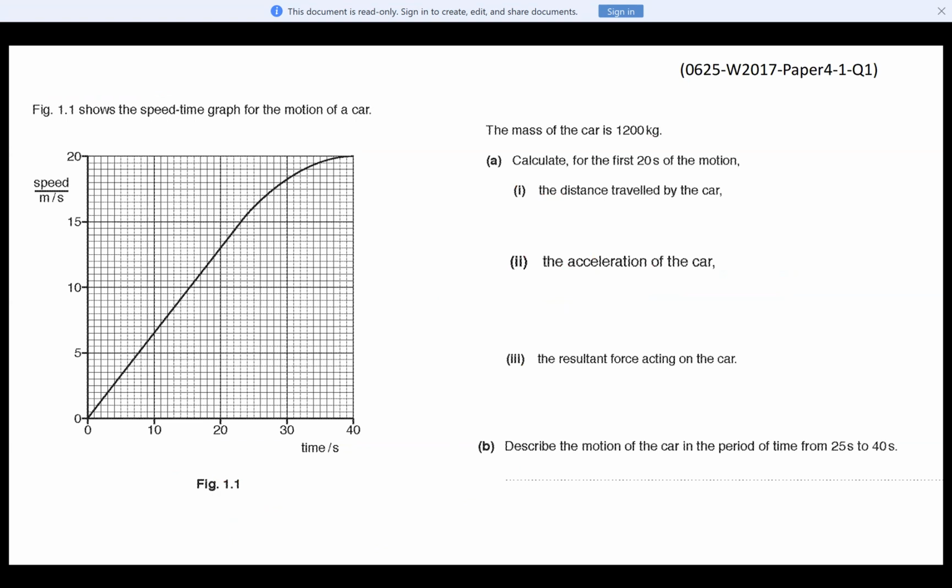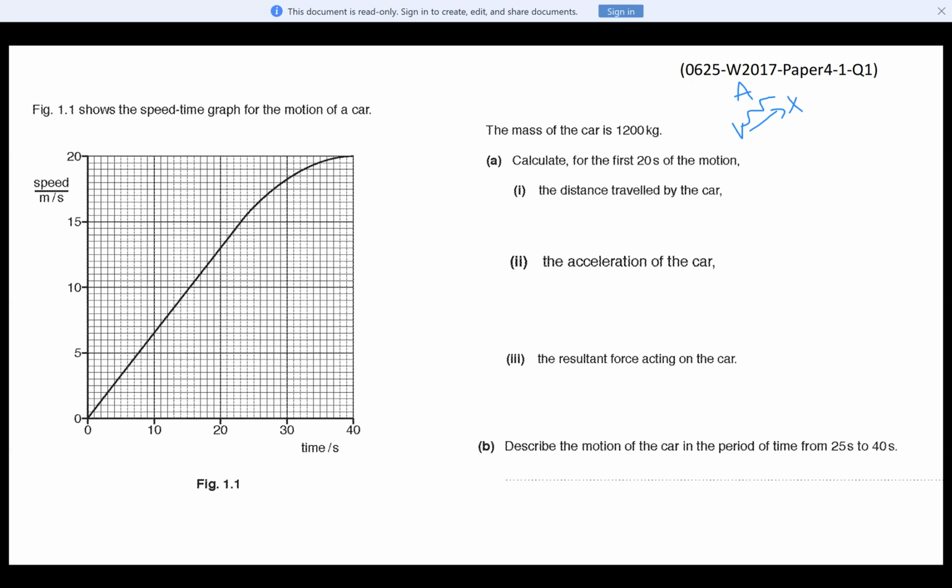Figure 1.1 shows the speed time graph for the motion of a car. The mass of the car is 1,200. Calculate for the first 20 seconds of motion the distance traveled by the car. So again, we have a speed time graph, and we want distance traveled. So from V to X, up the stairs, you're getting the area. And we want to get the area under the graph between 0 and 20.